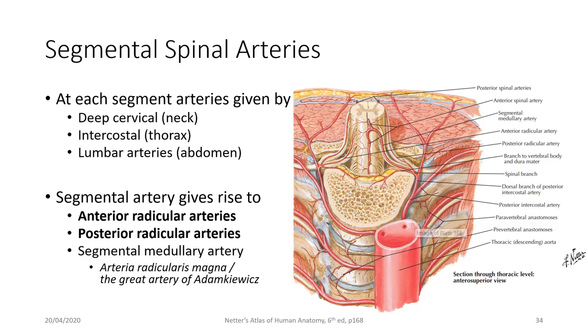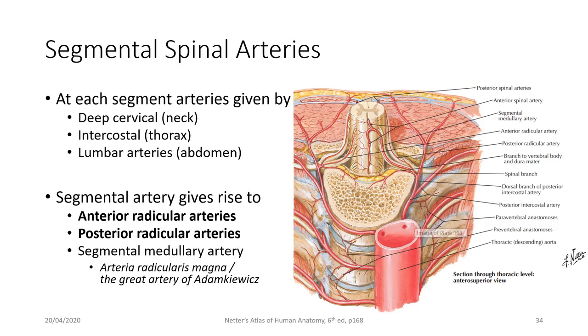Then there is the segmental medullary artery. Segmental medullary arteries are comparatively large branches that, instead of going directly to the spinal cord, go to the anterior or posterior spinal artery.